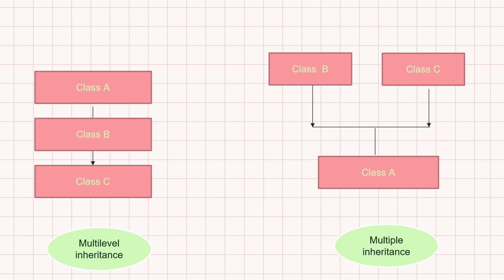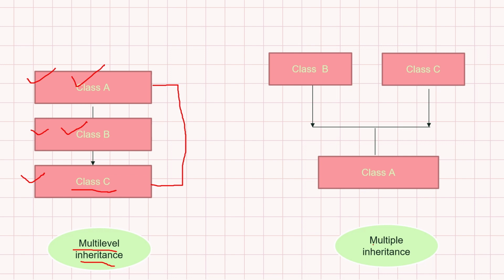Now here is another, multi-level inheritance. Here there is class A whose properties are inherited by class B, and all the properties of class B are inherited by class C. So automatically class A's properties come to class C. By creating an object of class C, we can use the properties of class B as well as the properties of class A.